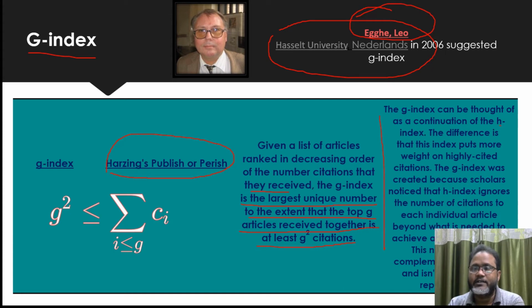The difference is that this index puts more weight on highly cited articles. The G index was created because scholars noticed that the H index ignores the number of citations to each individual article beyond what is needed to achieve it. And that's why it is squared, meaning it will actually give you a somewhat broader value.